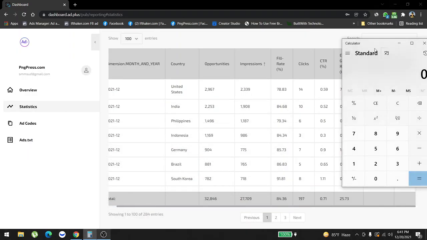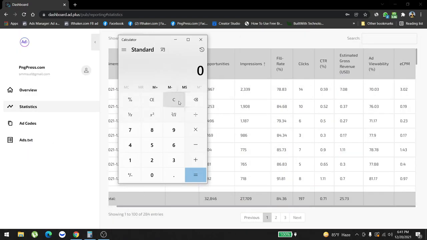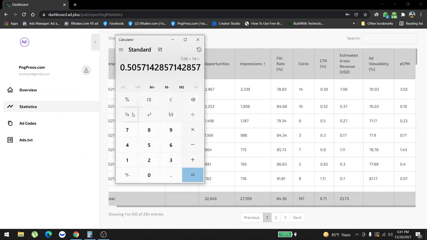All right, if we take this $7.08 and divide it by 14 clicks, we get around 50 cents per click, which, for me, is perfect, because in Google AdSense, Google pays us around 30 to 50 cents, sometimes 80 cents. So it varies, but they're also paying us the same rate. So let's go for India.